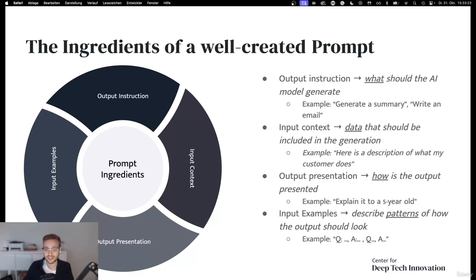And lastly, you can give some input examples by giving a certain structure. For example, if you want to do a Q&A, you say, my format is Q, text, dash, and then blank space, next line, answer, and so on. Then you can describe patterns of how a certain output should look.